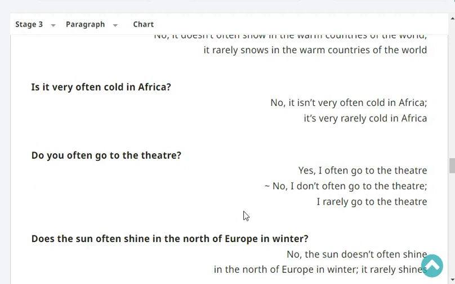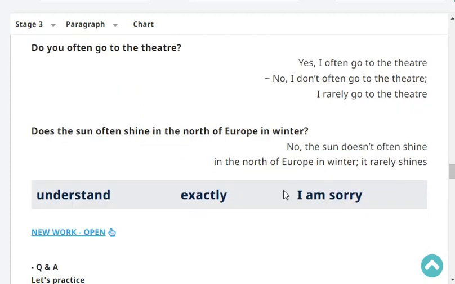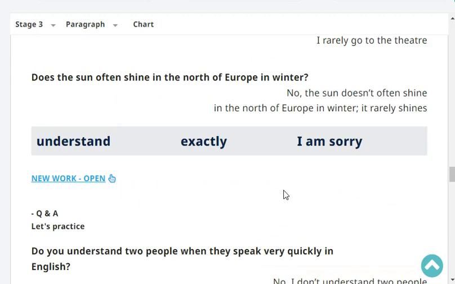Do you often go to the theater? No, I don't often go to the theater. I rarely go to the theater. Does the sun often shine in the north of Europe in winter? No, the sun doesn't often shine in the north of Europe in winter. It rarely shines.